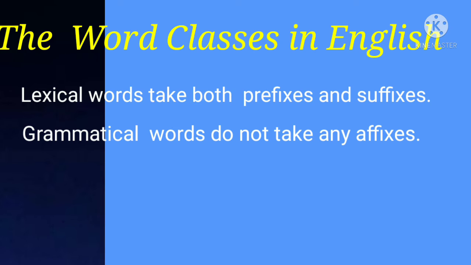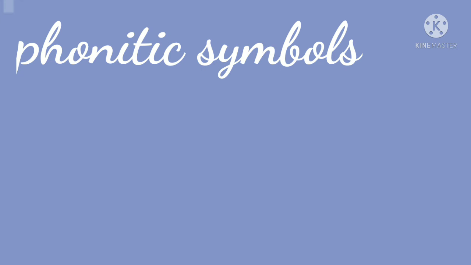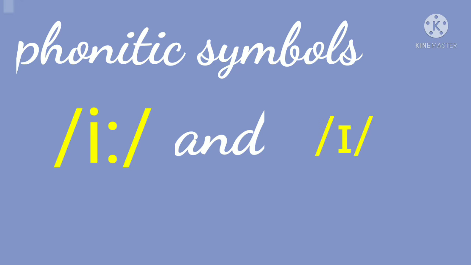Now that much about the distinction between form class and function class words. Now, before I conclude, I would like to introduce some more phonetic symbols. In our last class, we studied some symbols. They are /i:/ and /ɪ/. How would you write them?